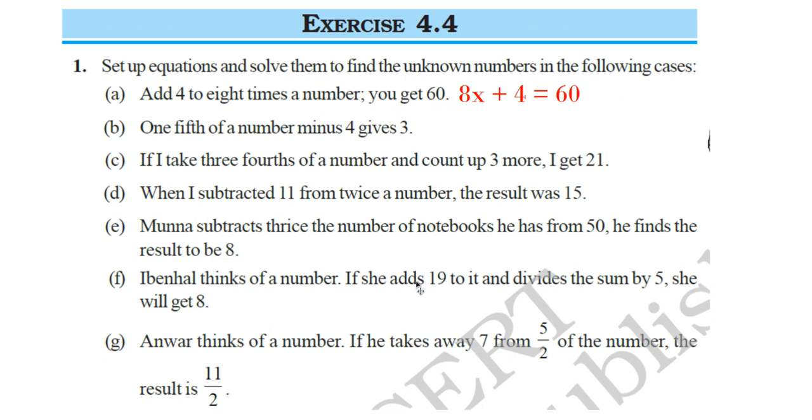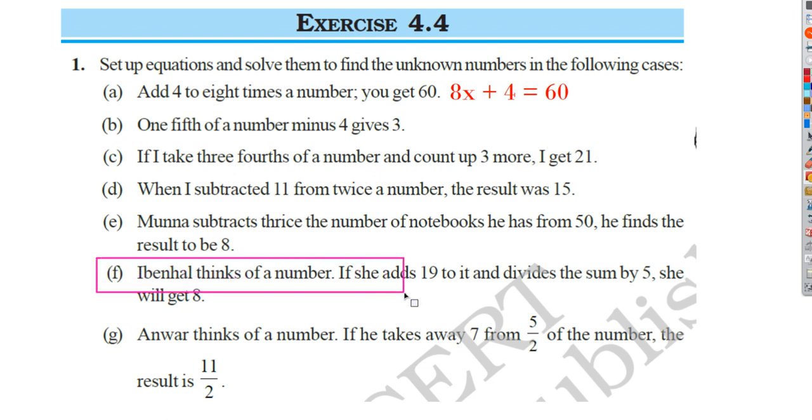Similarly, try the other questions. Here 1/5 of a number means 1 by 5 of any number. Suppose it is x. So you can write x by 5 minus 4 equal to 3. That is the second equation.